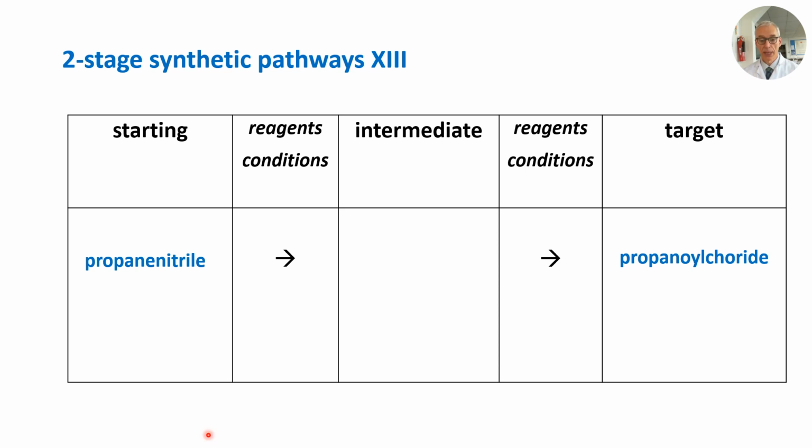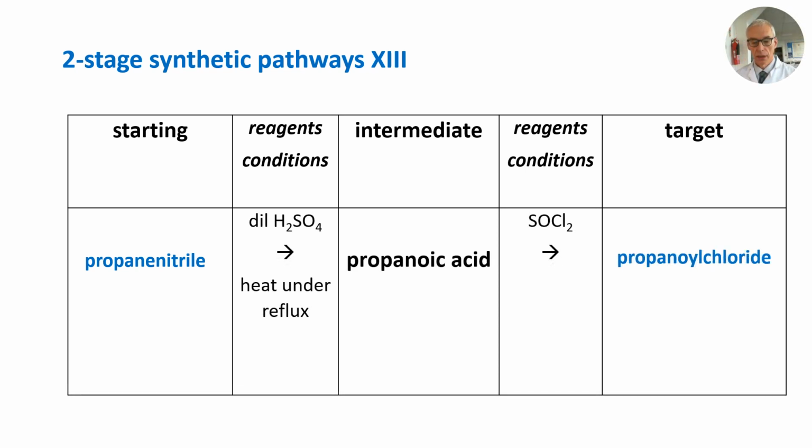So propane nitrile to form propanoyl chloride. Think it through. Come back, check your answer when you're ready. Okay, so I am going to reveal. To make propanoyl chloride, the most likely intermediate is propanoic acid, which reacts with thionyl chloride to make propanoyl chloride. I may just remind you of the structure of propanoyl chloride.